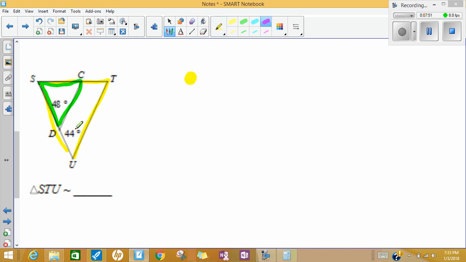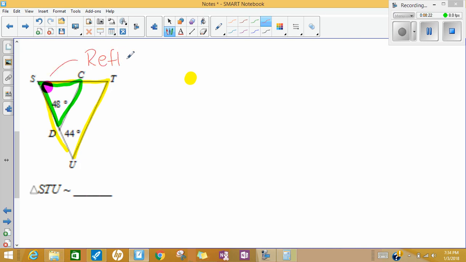Well, right now I see that I have one angle that's 44 and one that's 48. And so right away, I know that those are not the same. I don't know anything about angle C. I don't know anything about angle T. What I do know, however, is that angle S is in both of these triangles. And that's an example of using angles and the reflexive property.